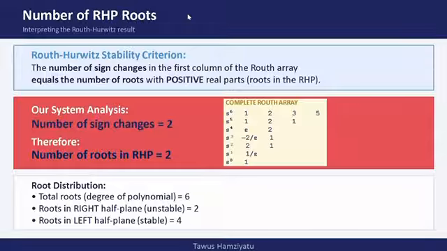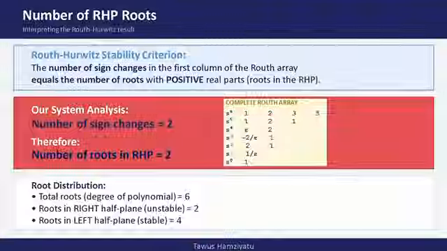I'll interpret what the sign changes in our results mean. The fundamental principle of the Routh-Hurwitz criterion is straightforward. That is, the number of sign changes in the first column of the Routh array equals the number of roots with positive real part, which means the roots located in the right half of the S-plane. Now, the roots in the right half of the S-plane are problematic because they correspond to unstable modes in our system response, and even a single right half plane root makes the entire system unstable.